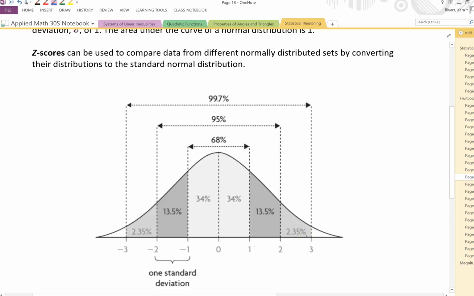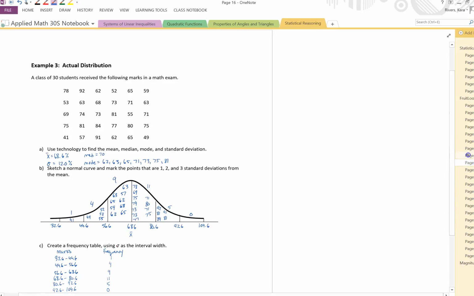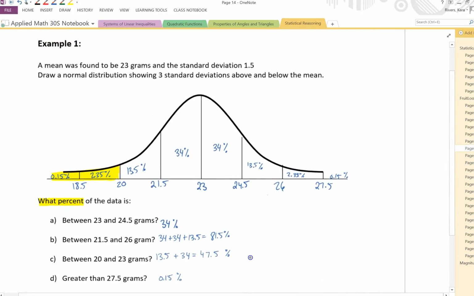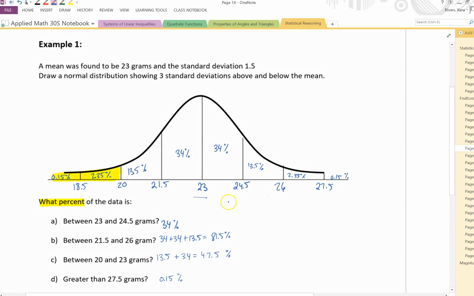So every time we're dealing with data, we're always going to be looking at these numbers at the bottom, even though we're dealing with different situations. So for example, if I go back here to this lesson, this example here, our mean was 23, and then our standard deviation was 1.5. So we added 1.5 every time we went up another interval, and we subtracted 1.5 every time we went down.